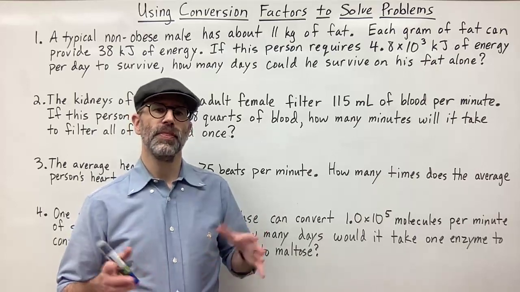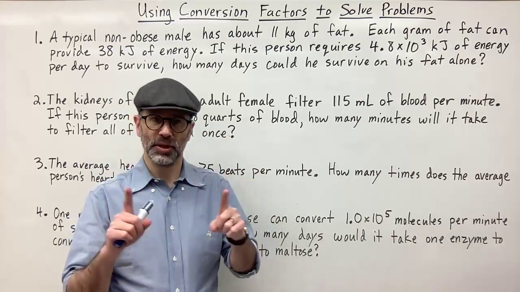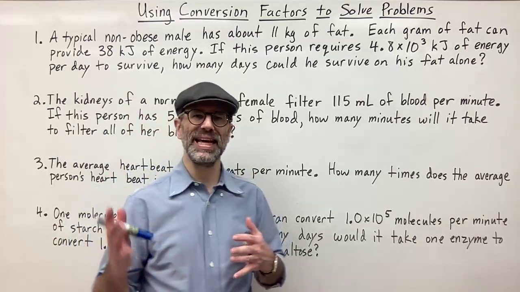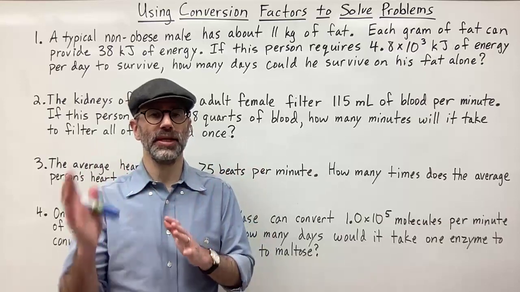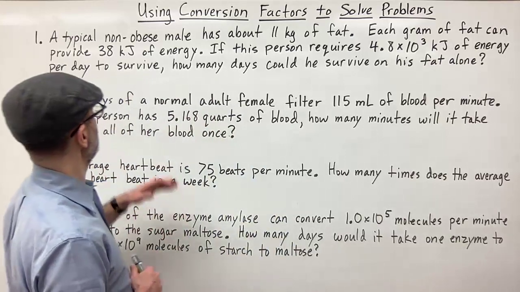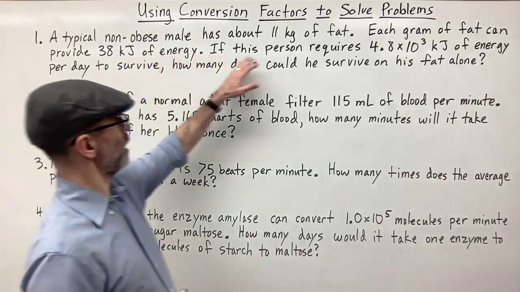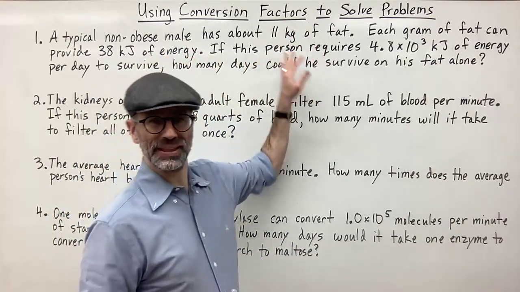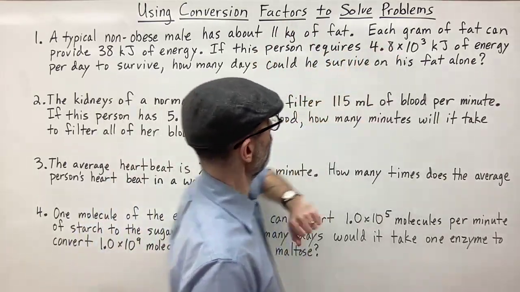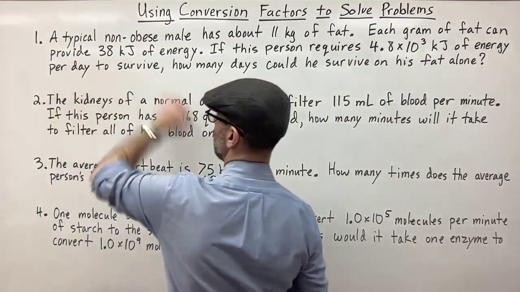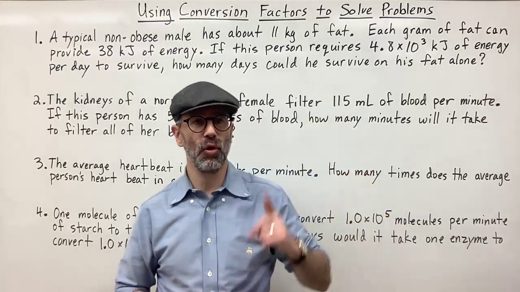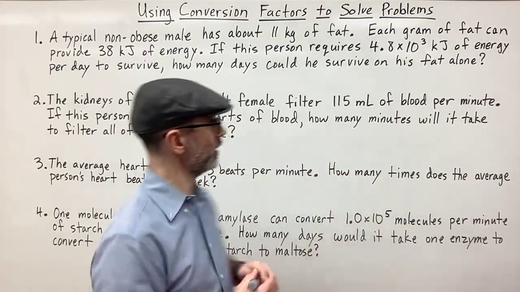First thing you want to do is break this up into two parts. The first part is going to be, let's pull out the conversion factors. Anything that has a relationship to something else in the problem, that's going to be a conversion factor. So it says that a typical non-obese male has about 11 kilograms of fat. That's not related to anything, so we'll come back to that. Each gram of fat can provide 38 kilojoules of energy. So 1 gram of fat is equal to or related to 38 kilojoules of energy.